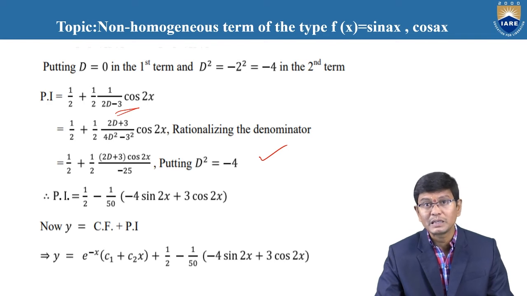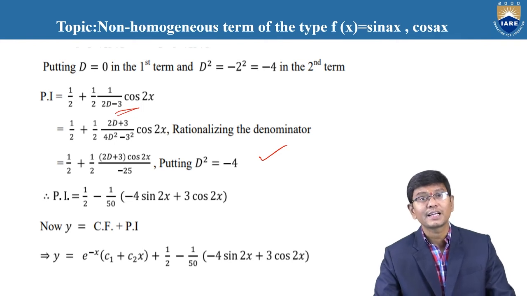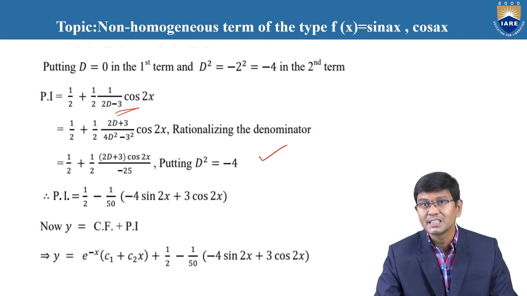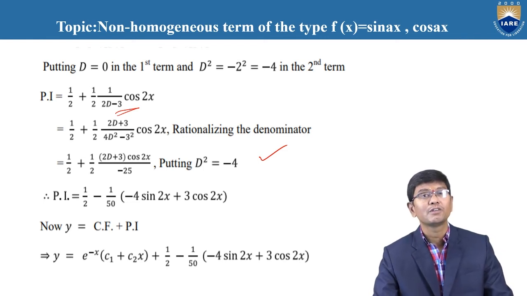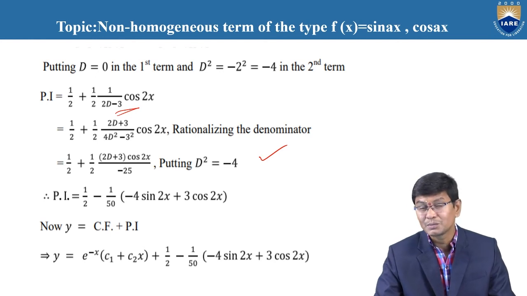That means after replacement of d square is equal to minus 4, that is case 2. Now we need to multiply the second part in the numerator with 2d plus 3 into cos 2x. Therefore, 2d into cos 2x is nothing but applying the derivative. The second part is 3 into cos 2x, there is no change. Therefore, that is 1 by 2 minus 1 by 50 into minus 4 sin 2x plus 3 into cos 2x is the final.